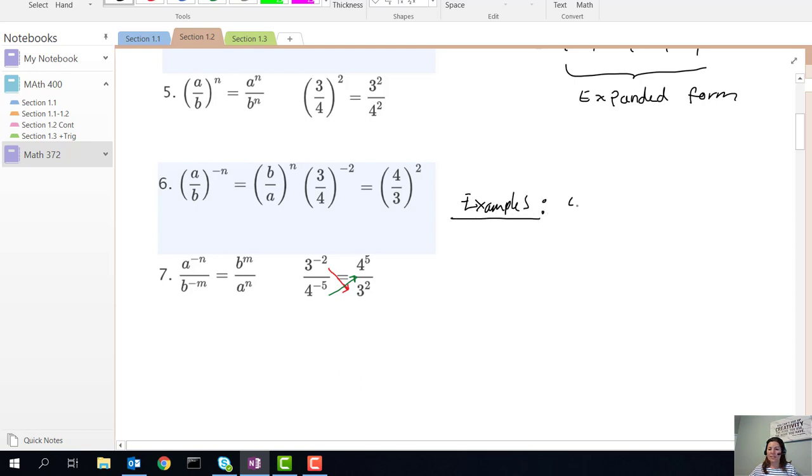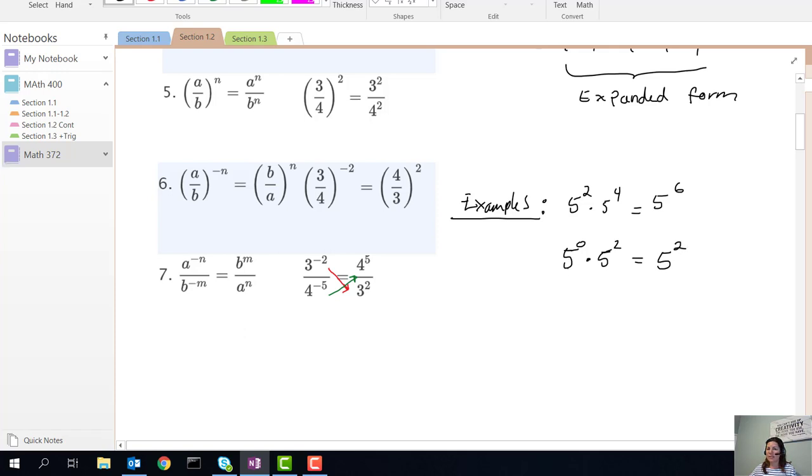If I have, for example, 5 squared times 5 to the fourth, what would I get? Same bases, so I keep the base and we add the exponents. So 2 plus 4 is 6. If I have 5 to the 0 times 5 squared, what do we get here? Bases are the same, so I keep the base and we add the exponents. So 0 plus 2 is 2. Which brings us to another thing then.